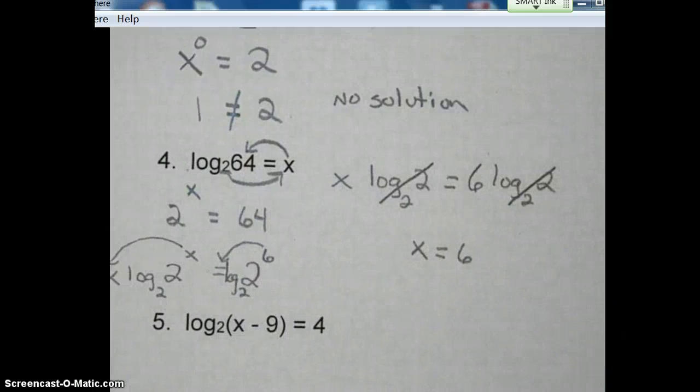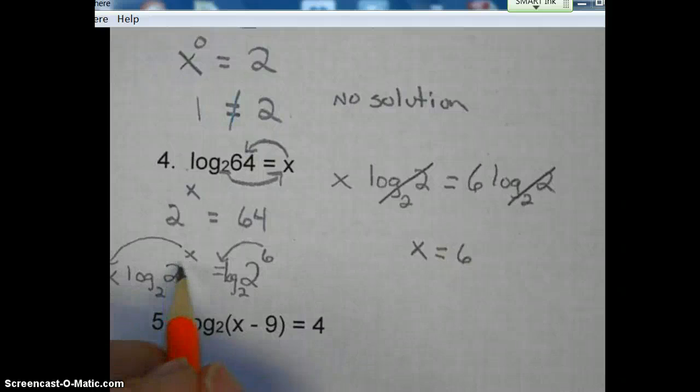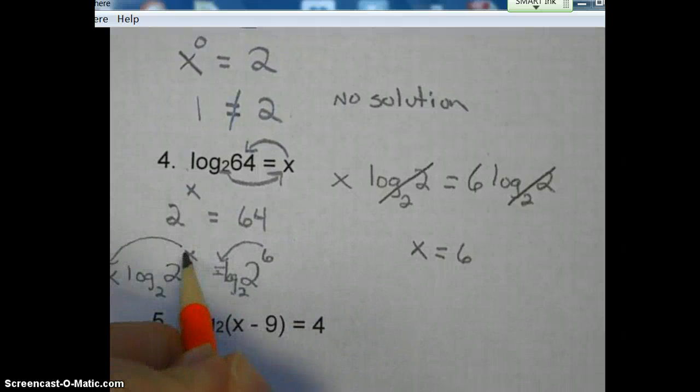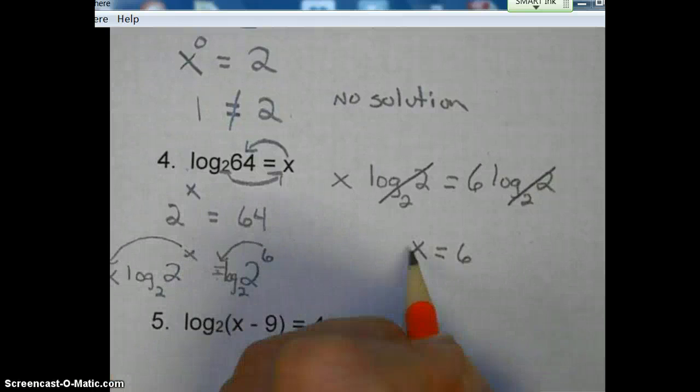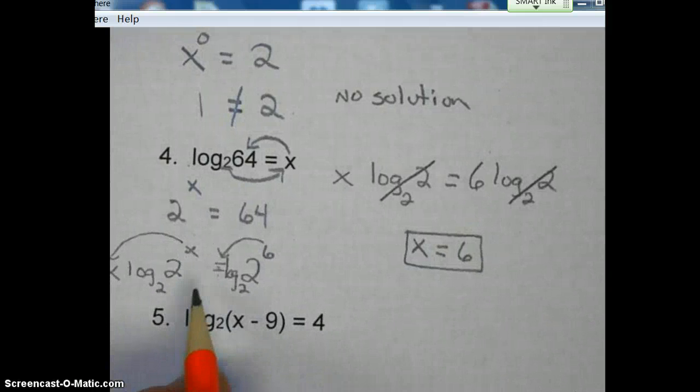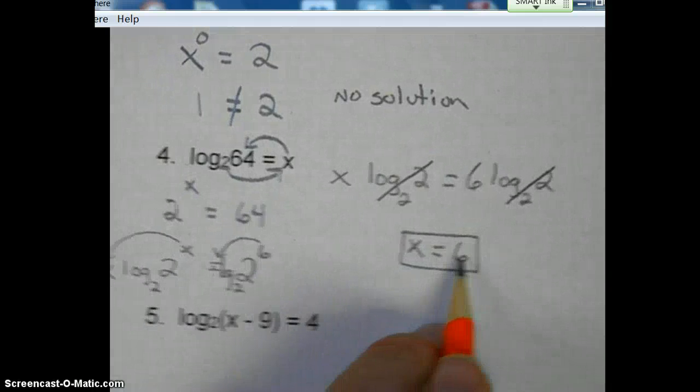Now, it's pretty obvious right here when you have 2 to the x equals 2 to the 6 that x equals 6. In order for them to be the same, x would have to be a 6. But I wanted you to see the math as to how we came up with that answer.